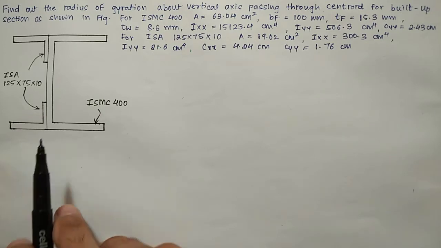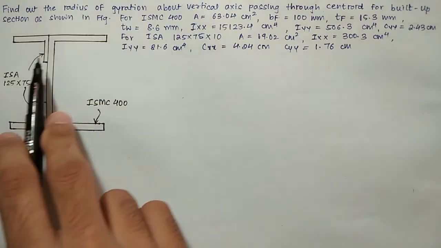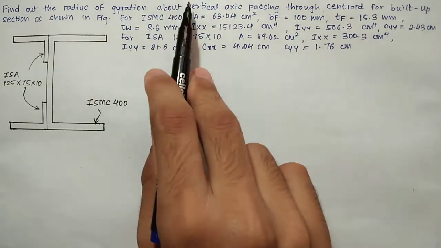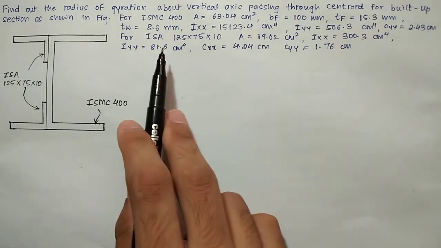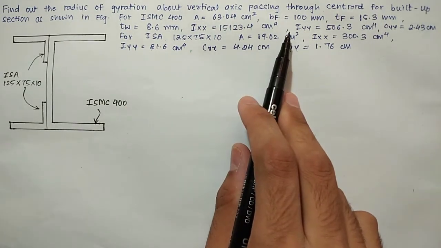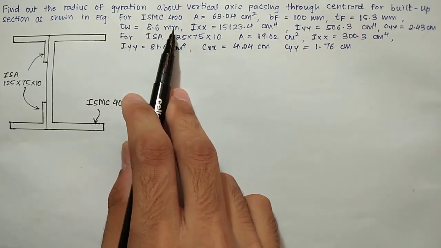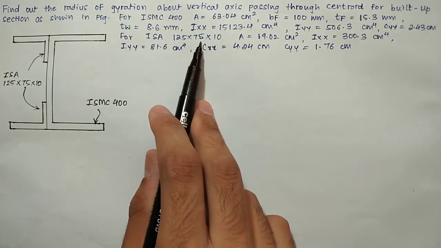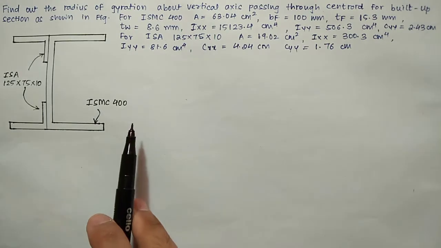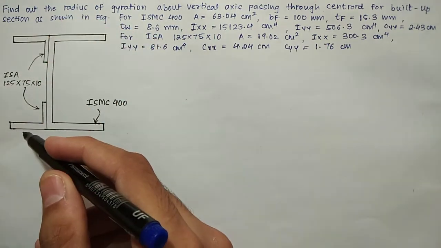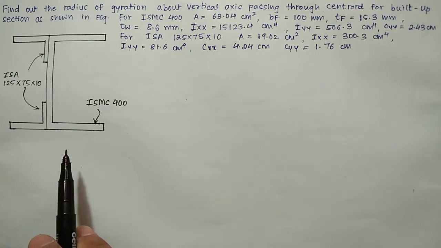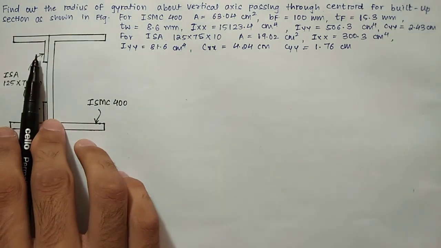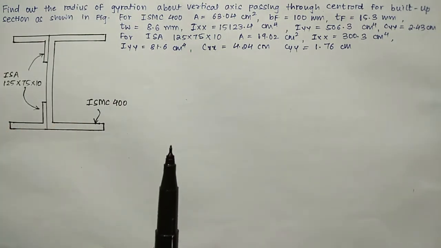So in this problem, we have been asked to determine the radius of gyration for this built-up section about the vertical axis passing through the centroid. The properties for the standard rolled steel sections have been mentioned here for ISMC 400 and for ISA 125 x 75 x 10 mm. So these are two angle sections and one channel section, and we need to determine the radius of gyration about the vertical axis passing through the centroid.